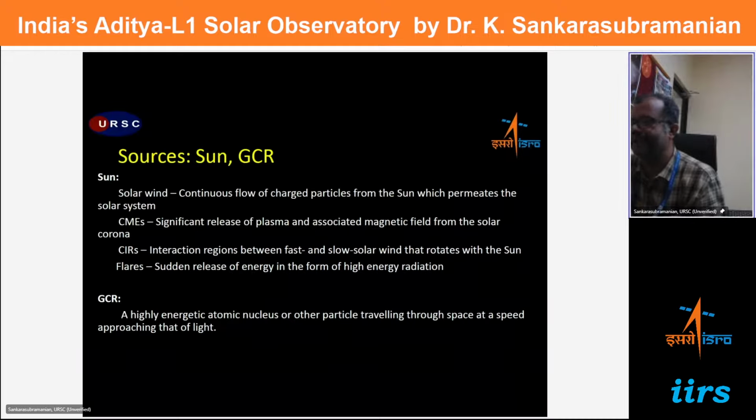And the CIRs, which are the interaction regions between fast and slow solar wind that rotate with the sun, which is also indicated as a kind of shock front where you have fast and slow plasma flowing from the sun to the Earth. The GCRs are highly energetic atomic nuclei or other particles traveling through space at a speed approaching that of light. So they can also cause space weather effects on our planetary system. So keep this in mind when we go and talk about what Aditya is going to do.